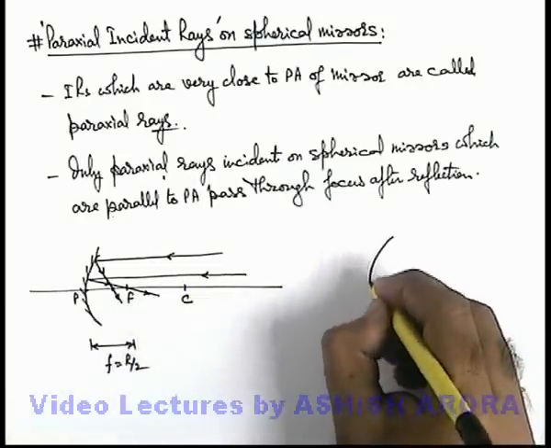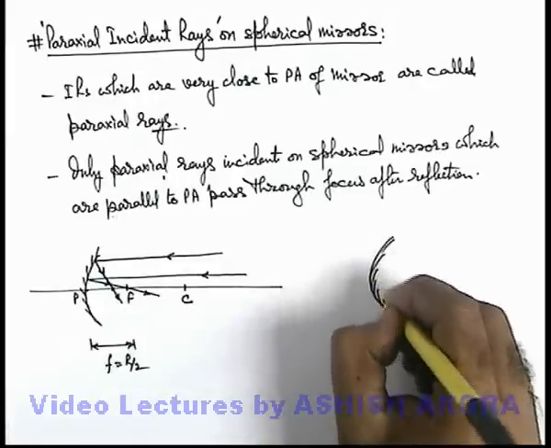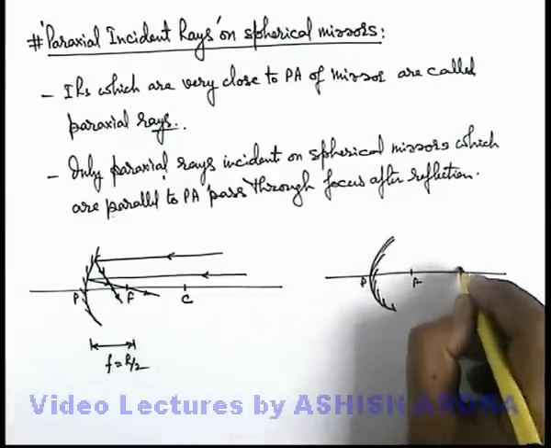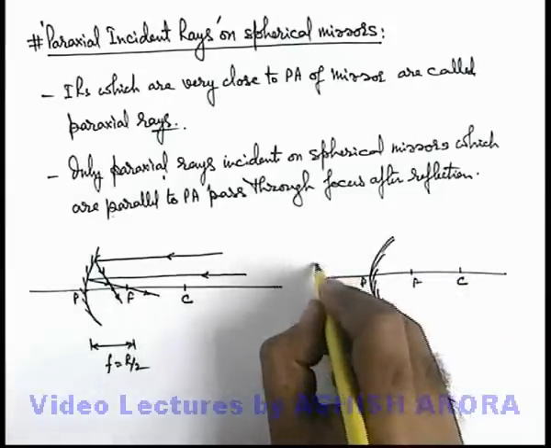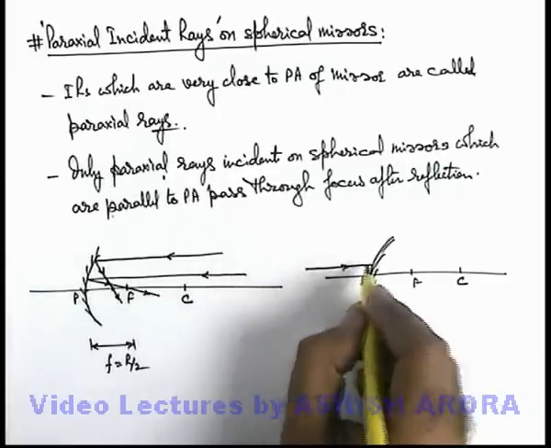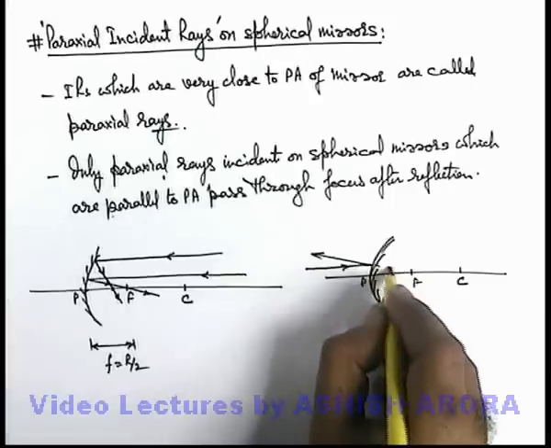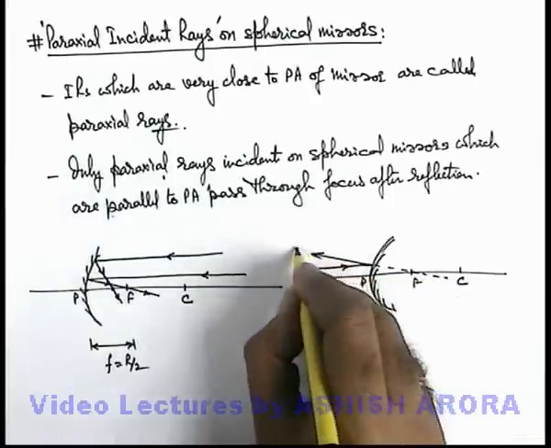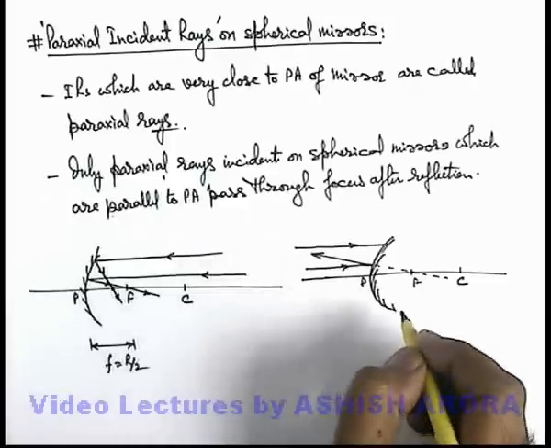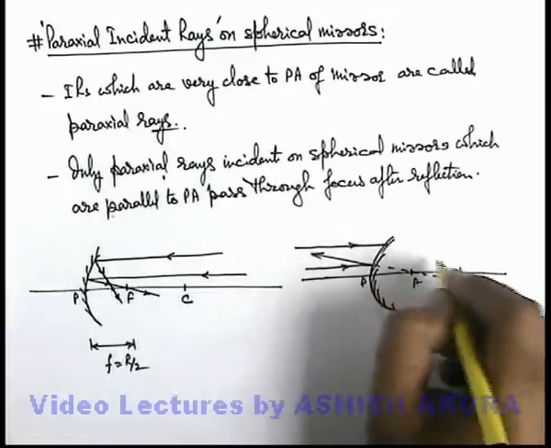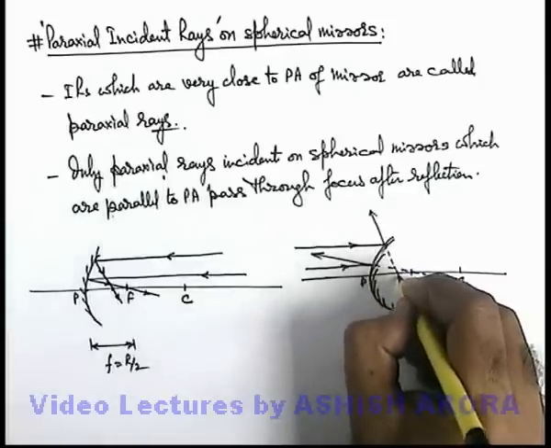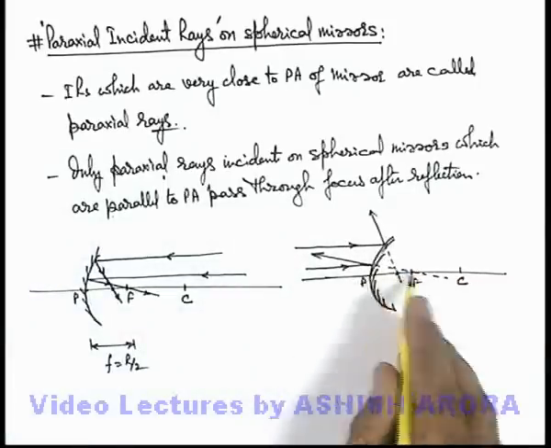And similar to the situation, if we talk about a convex mirror and this is the principal axis, this F and this C point, and a light ray which is very close to the principal axis, which can be considered as a paraxial ray, after reflection it will appear to pass through focus. And if a light ray incident onto the mirror is far away from the principal axis, it is observed that after following the laws of reflection, it is reflected in such a way that it appears to pass through a point which is between P and F.